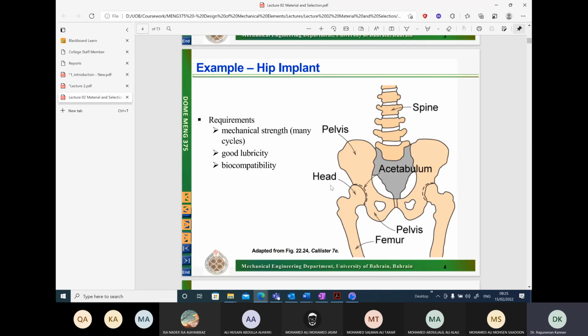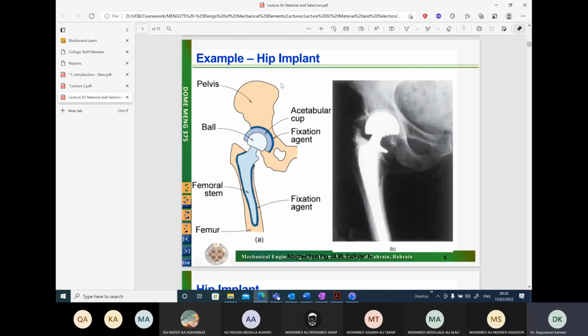So again, here we can see we need good lubrication. Some of the material which is introduced here must have good lubrication, so that the joint will not have any friction and does not lead to any damage. Okay, it should have very good mechanical strength over many cycles of load. Okay, fatigue should not lead to damage of the material. Biocompatibility, we already talked about it.